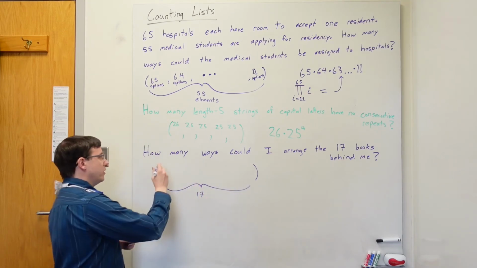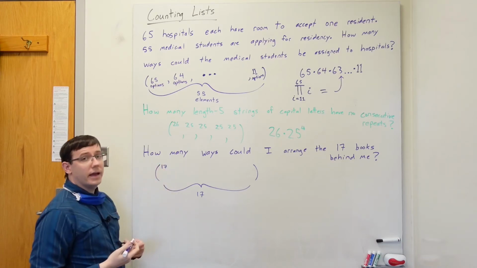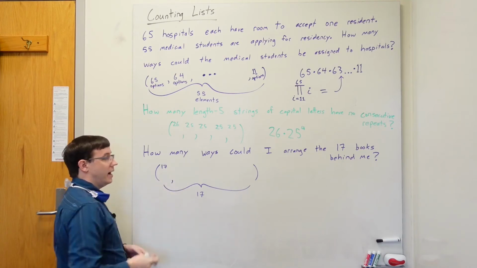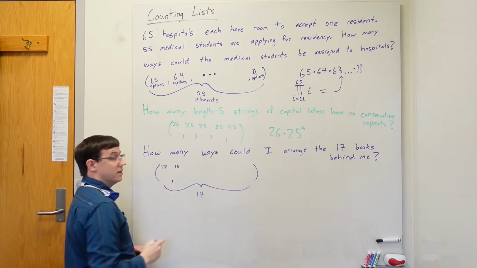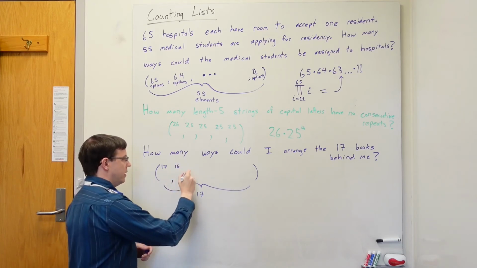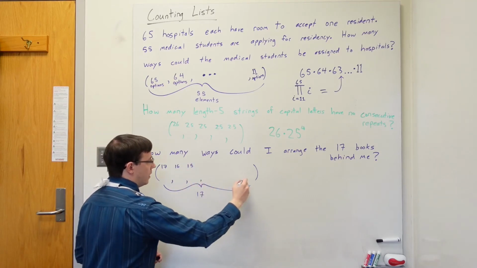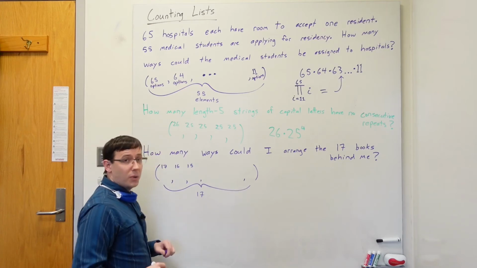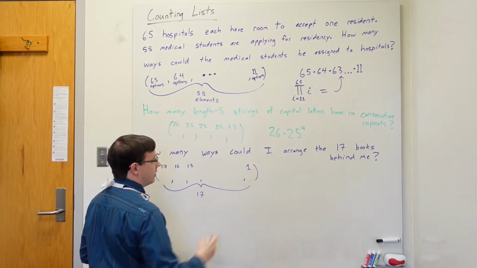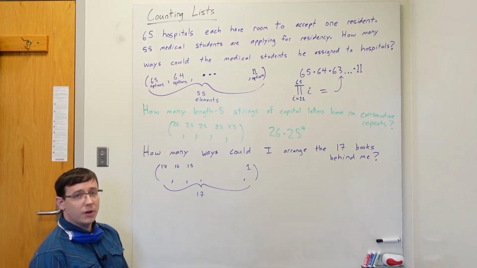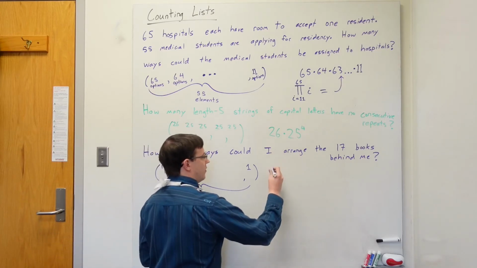And for my first book, I could put any of the 17 books there. And for the next one, I could put any book but the one that's already there. So I have 16 options remaining. Then I have 15 options for the third book, and so on, all the way down to the very last book. I only have one left, and so there's only one option remaining. And so the total number of orderings is the product of my options for each position.